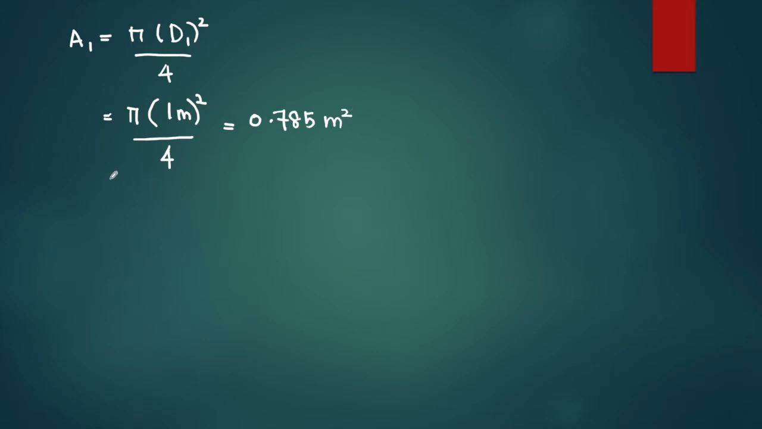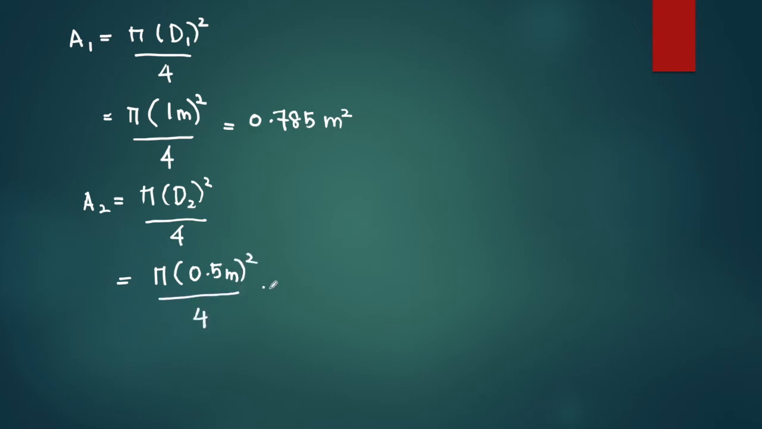What about area number 2? For area number 2, we use the same equation as A1: pi d2 squared over 4. Substitute the diameter at point 2, so pi, the diameter is 0.5 meter, squared, over 4. Here we get the value of A2 as 0.196 meter squared.